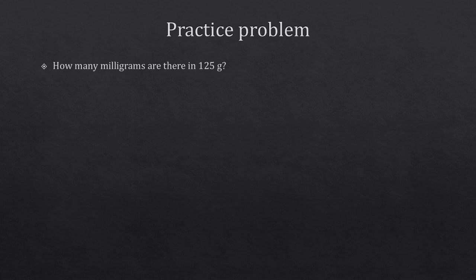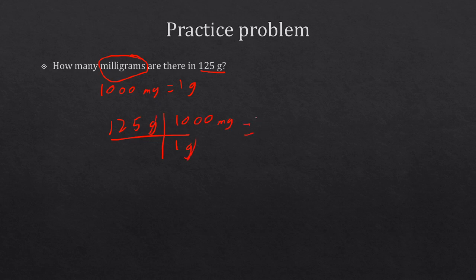Now, hopefully you've worked this out. With our problem, we know there are 125 grams. We want to find how many milligrams there are. And we know that there are 1,000 milligrams in 1 gram. So if I write that out, 125 grams, if I have 1 gram, it's equal to 1,000 milligrams. And then when I put that in, I'm going to get 125,000 milligrams, which you can write like that.